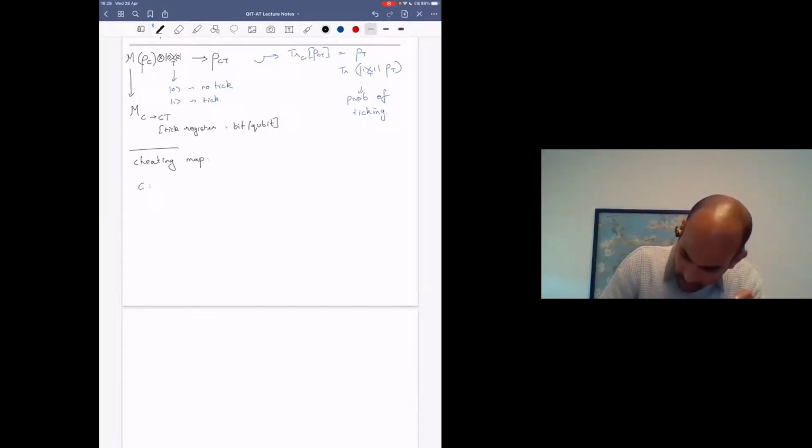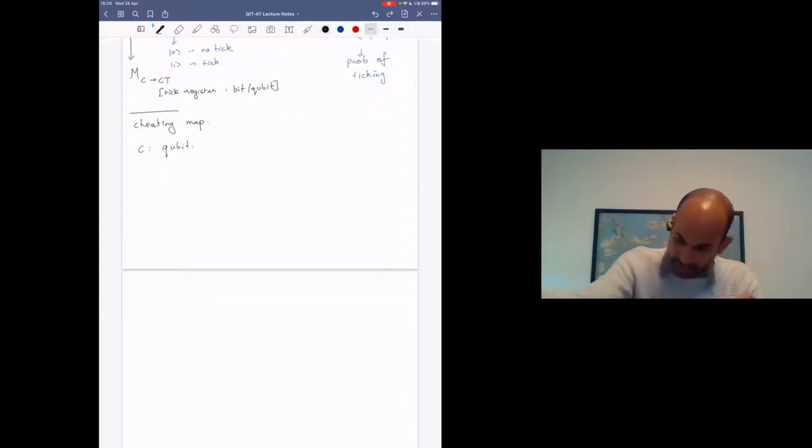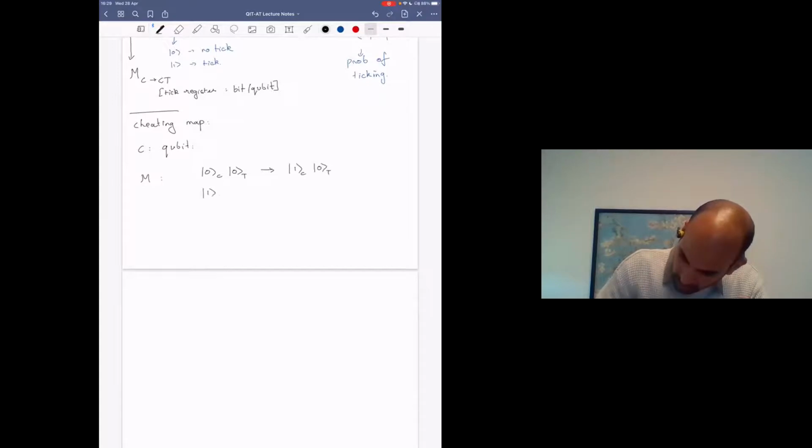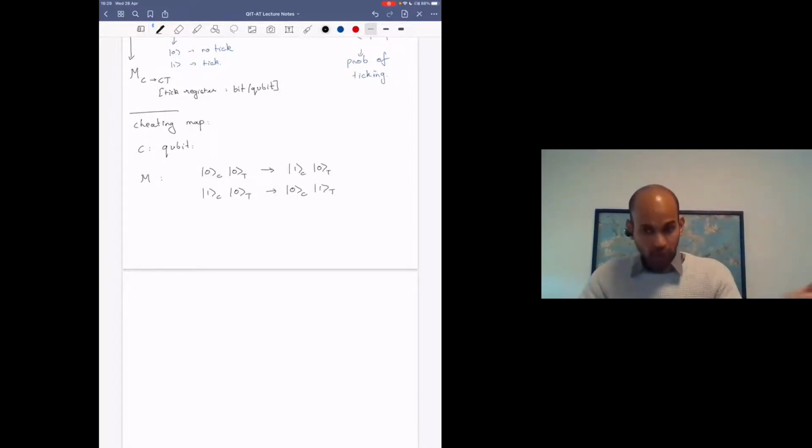Imagine that my clock is also just a qubit. So it's in the state 0, and the Hilbert space is 0 or 1. And I have the following map on the clock. 0 of the clock and 0 of the register goes to 1 of the clock, 0 of the register. 1 of the clock, 0 of the register goes to 0 of the clock, 1 of the register. So this is basically a map that says, if your clock is in the state 0, flip it, but don't tick, because the register stays in the state 0. That is, this is a non-tick map.